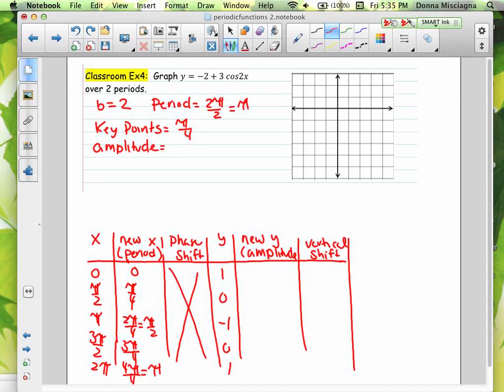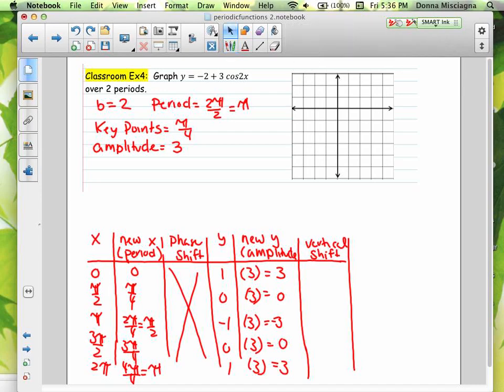Our amplitude is 3, the coefficient in front of cosine there. So I'm just going to multiply these y values by 3, and that will give me my base graph with the period change and the amplitude change. And so we got 3, we got 0, we got -3, we got 0, and we got 3. I'm going to graph this for my base graph.